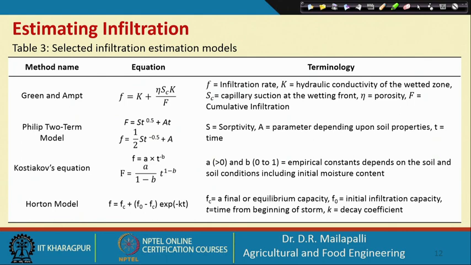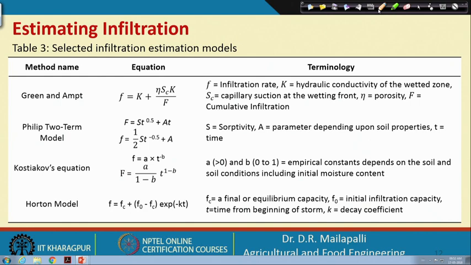Next, how to estimate? There are some empirical or physically based models available for estimating infiltration. Here is the Green-Ampt equation. The infiltration rate is equal to the Green-Ampt constant multiplied by a term with porosity, another constant, and the cumulative infiltration, and SE is the capillary suction, the wetting front suction head, as we call it.